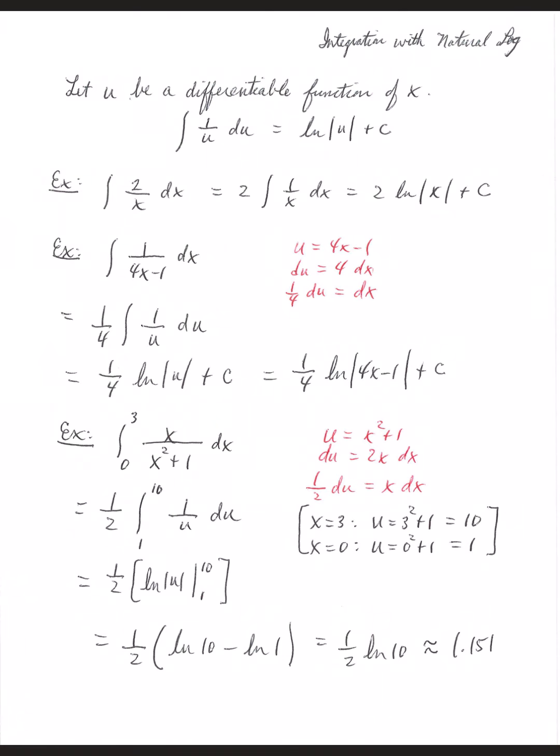Take the antiderivative, you get 1/2 natural log absolute value of u evaluated at 10 and 1. So that's 1/2 natural log of 10. Since 10's positive, you don't have to put it in the absolute values, minus natural log of 1. Do you remember what natural log of 1 is? It's equal to 0. So you get 1/2 natural log of 10, which is approximately 1.151.